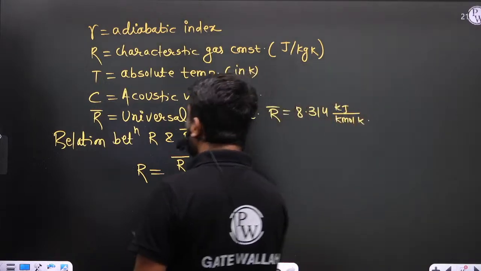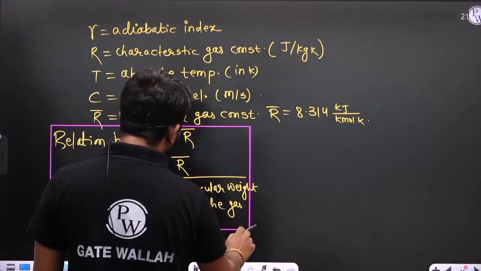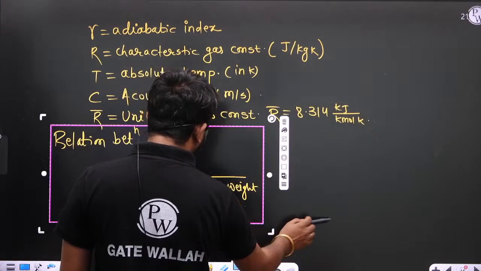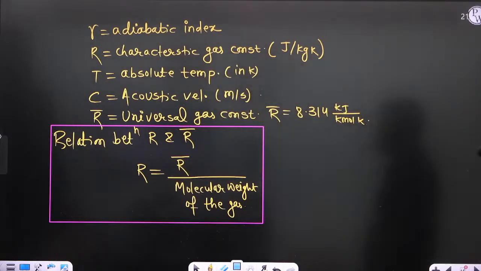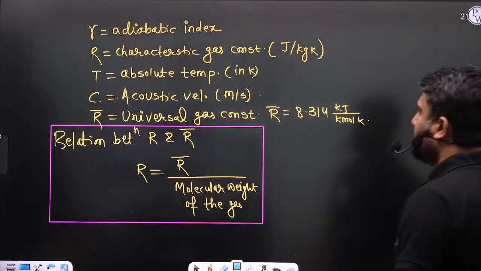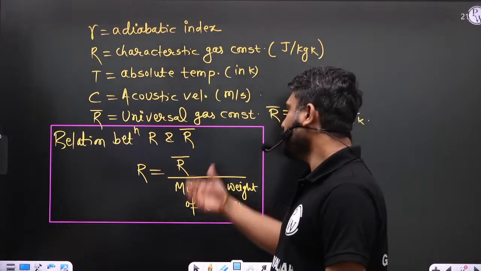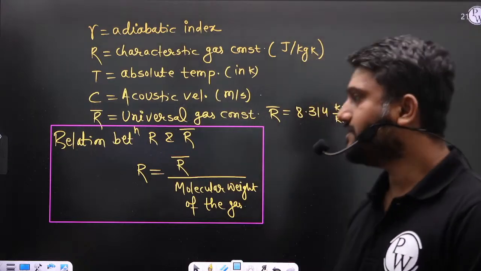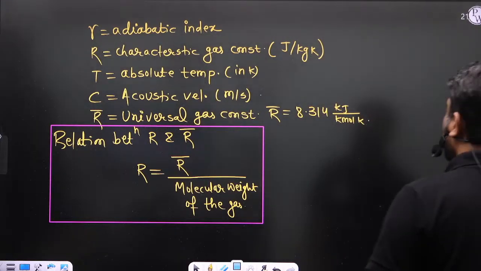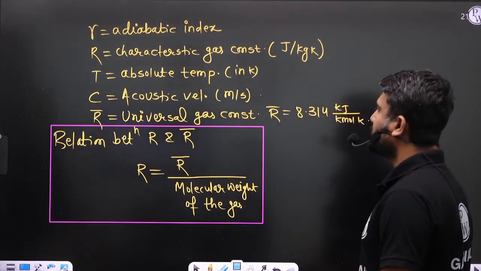So you must know this relation. For mechanical and chemical students, you already know this relation. For civil students, maybe this relation is new, but you must know this relation also. R is equal to R bar upon molecular weight of the gas, where R bar is the universal gas constant.